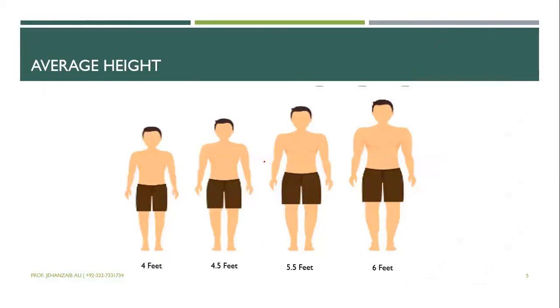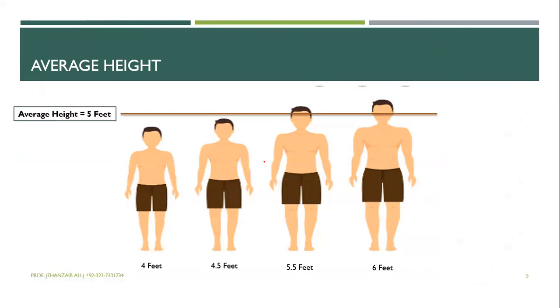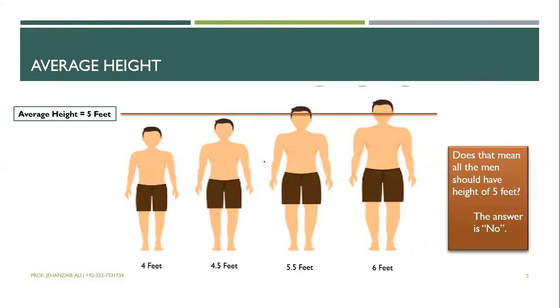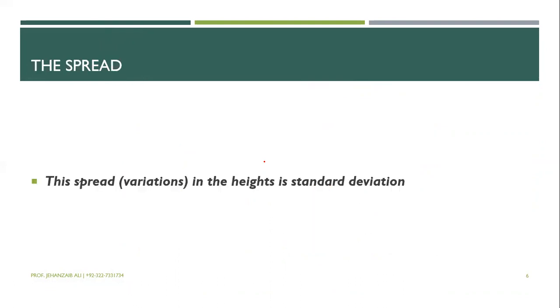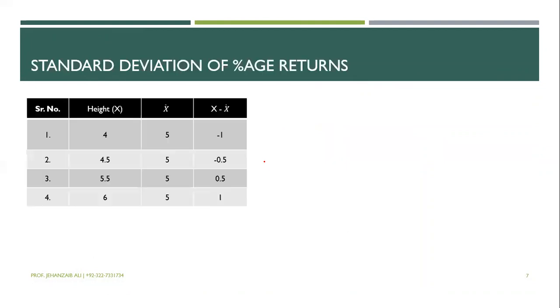Okay, so looking at the diagram, the average height would be like this. This is the average height. This is the line of the average height. So does that mean that all the individuals, or all the men, should have the height of 5 feet? The answer is no. You can see that some of them have height more than average, and some of them have height less than average. So this spread or the variation in the heights can be measured through the standard deviation.